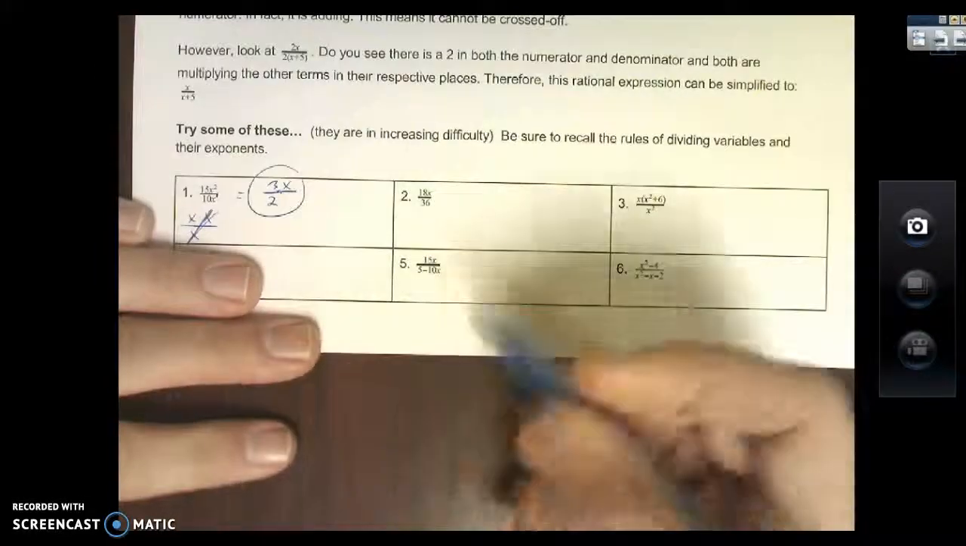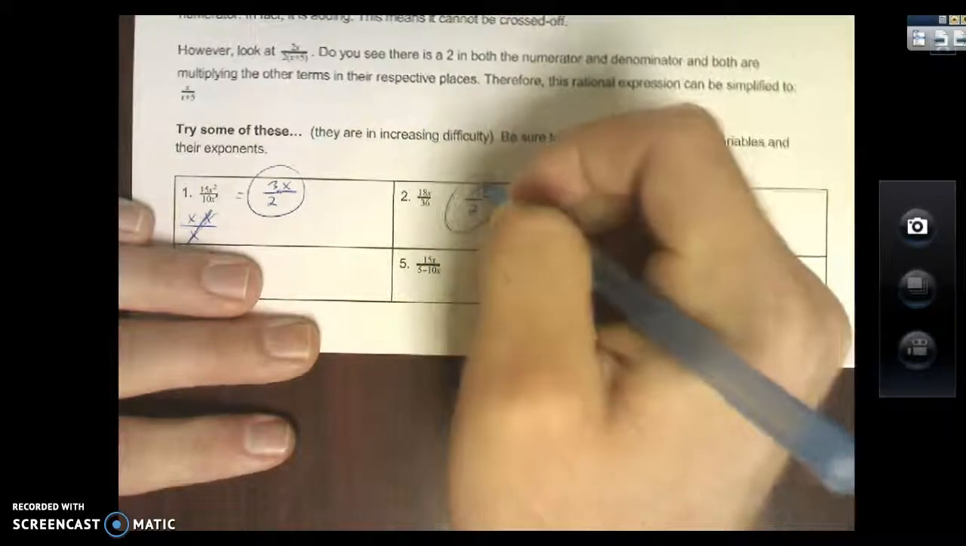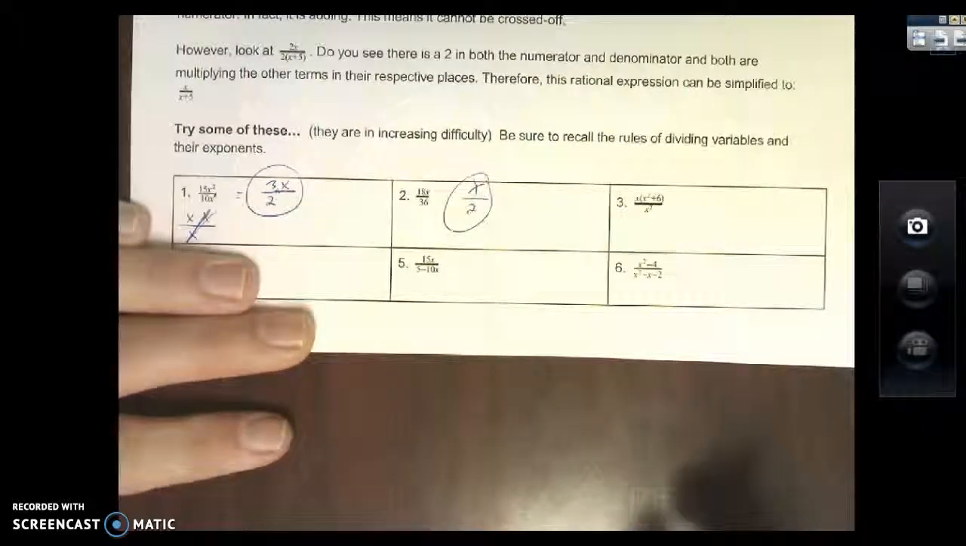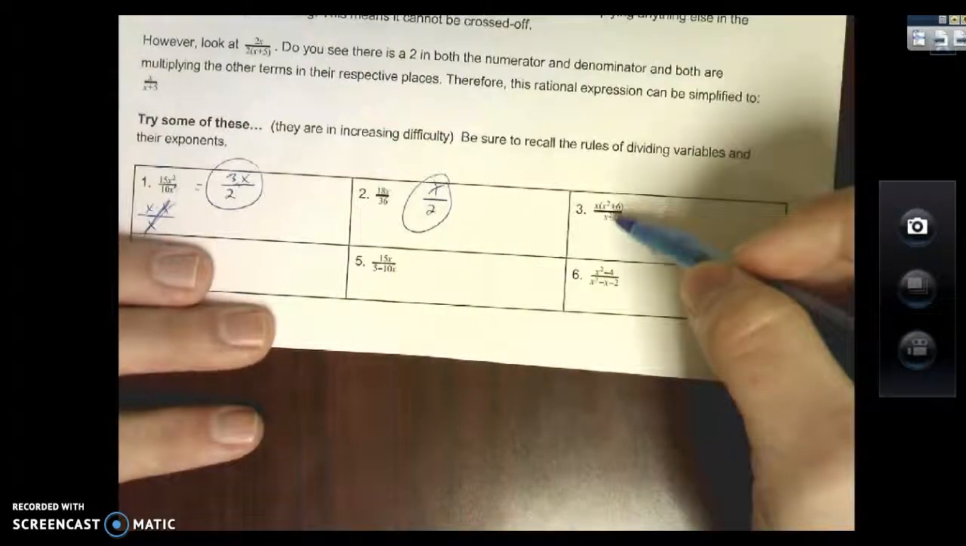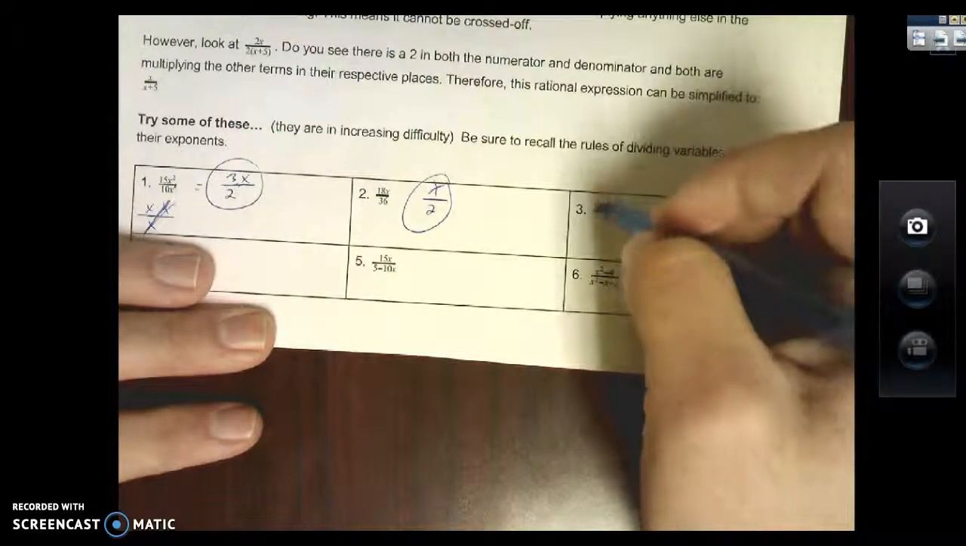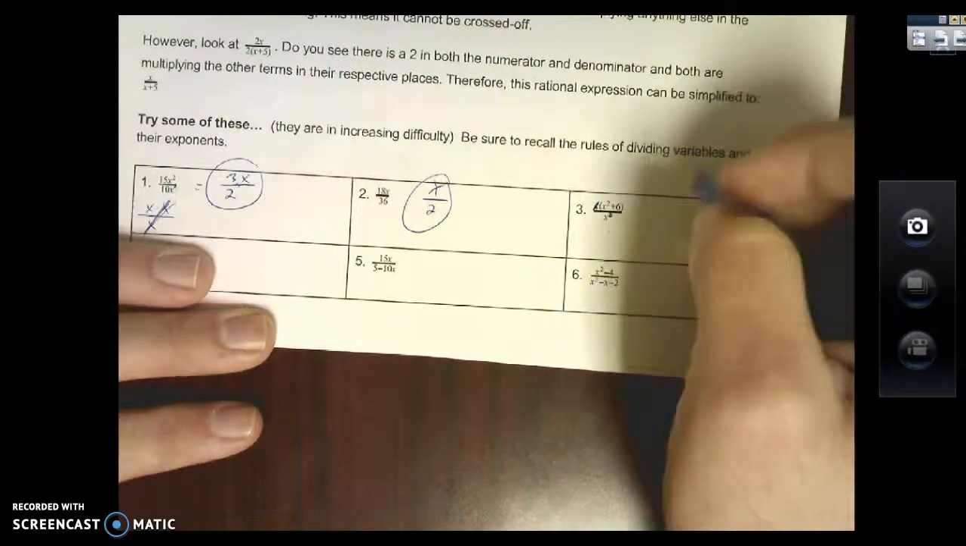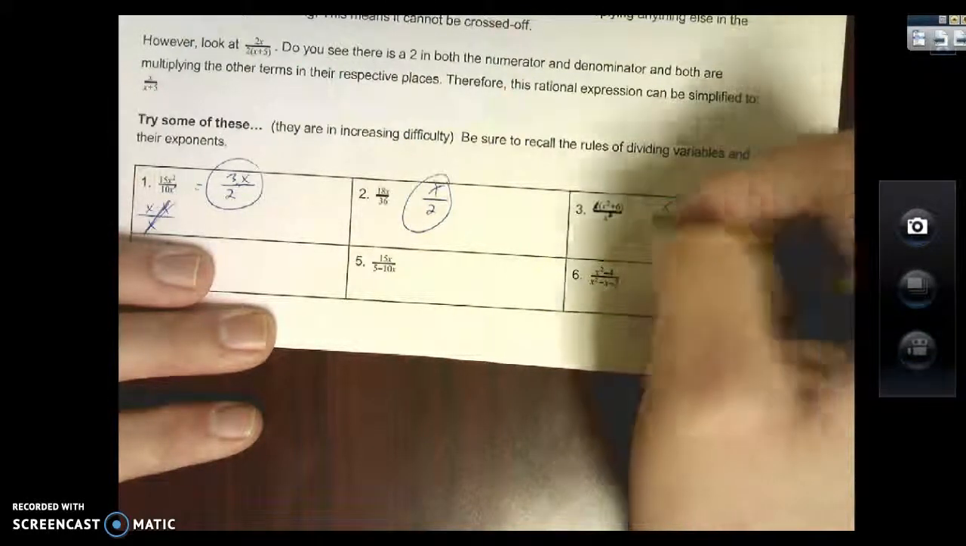Alright? Number 2, I'm going to try to go through these relatively quickly, but please feel free to pause the video if I go too fast. 18 over 36 is 1 over 2, and then I have 1x on top. X over 2. Done. Over here, can you guys see how I have an x on top and an x squared down low? I can take 1 away from up top and 1 away from down low, leaving you with x squared plus 6 over x.